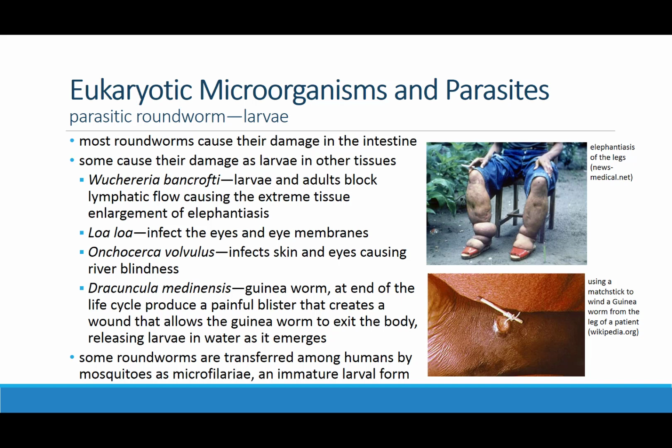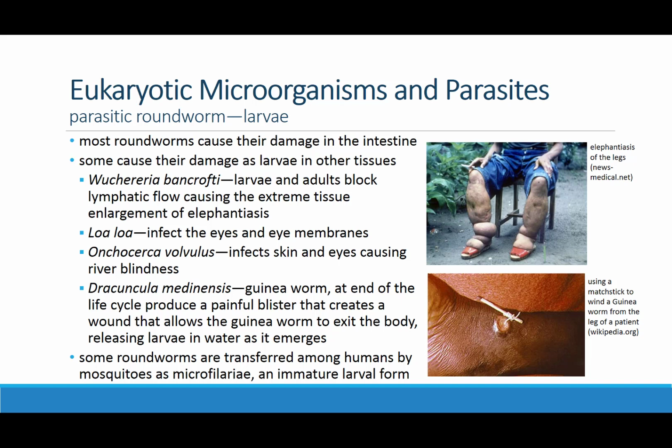Okay, last slide then. The last thing we're going to do is talk about some parasitic roundworm larvae and some of the diseases these larvae cause. Most of the roundworms cause their damage in the intestine, but there are some that cause damage as larvae in other tissues. So, for instance, Wuchereria bancrofti causes a disease called elephantiasis.